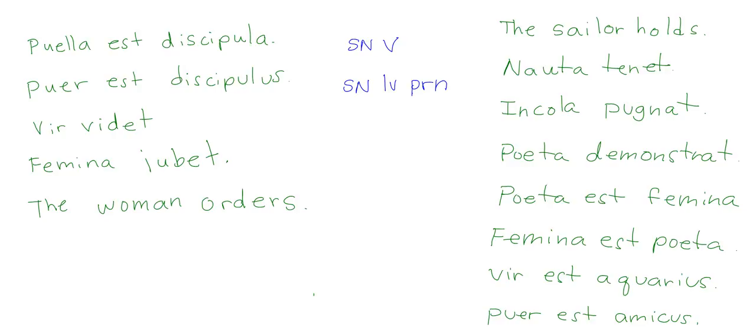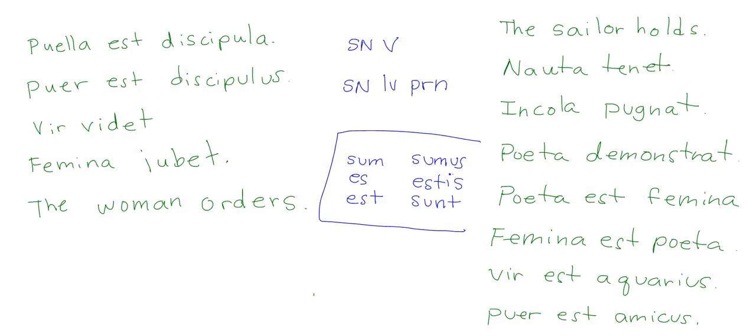Our linking verbs that we've been learning are sum, es, est, sumus, estis, and that little dot over estis, and sunt. Sum, I am, es, you are, est, he, she, it is, sumus, we are, estis, you all are, sunt, they are. These are our linking verbs.